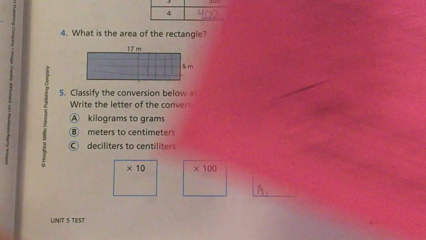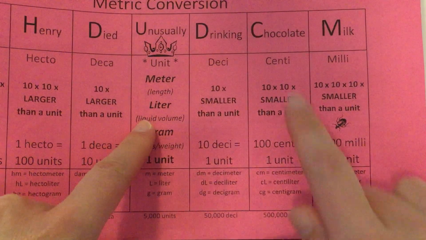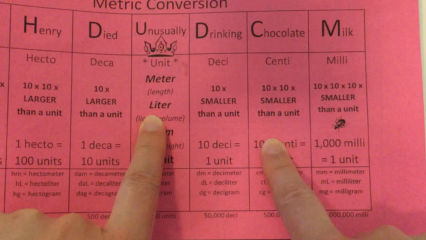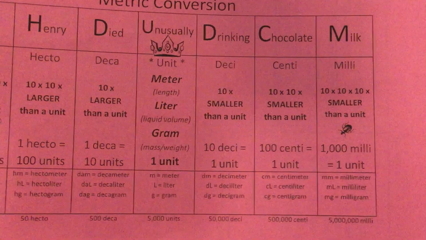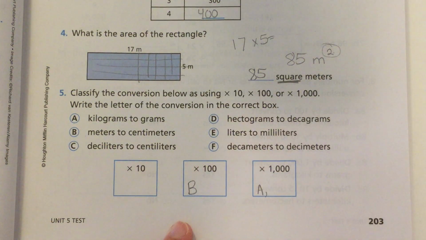Meters to centimeters. I've done this one so much, I think I had it memorized by now. Meters to centimeters. Do you have that memorized? How many centimeters are in 1 meter? 100. Okay, so times 100, B would go in there.